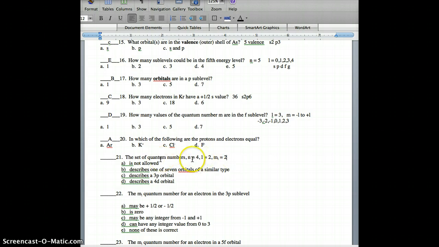So number 21, the set of quantum numbers 4, 2, 2. N equals 4 would be the 4th energy level. L equals 2 would be D. So the best answer looks like this letter D. It describes a 4D orbital.